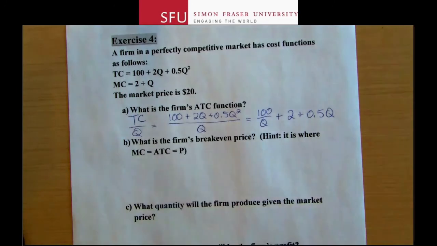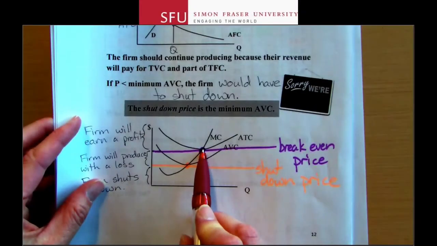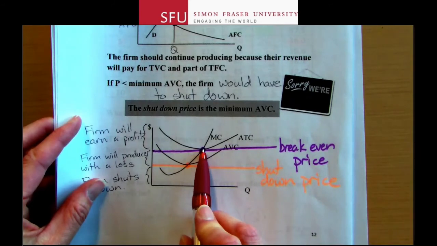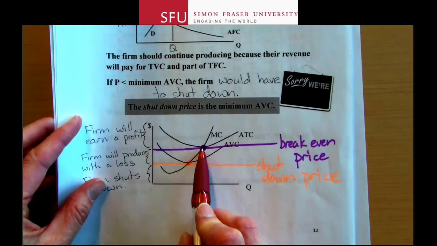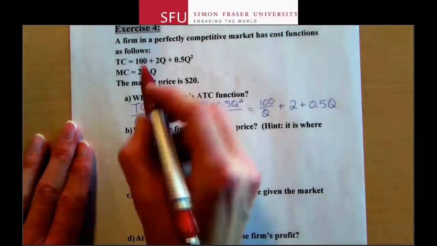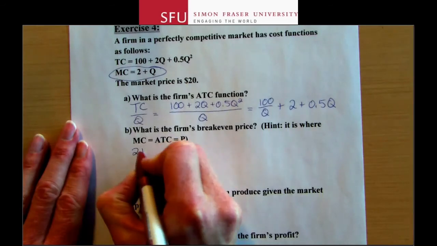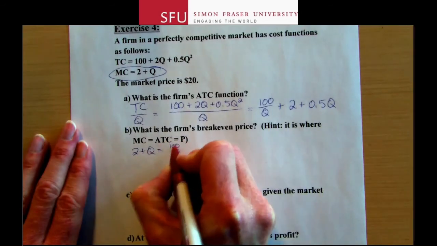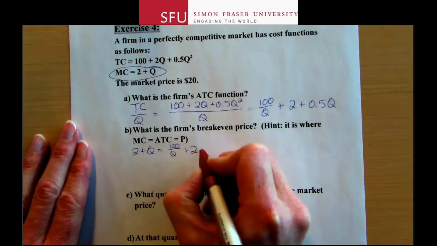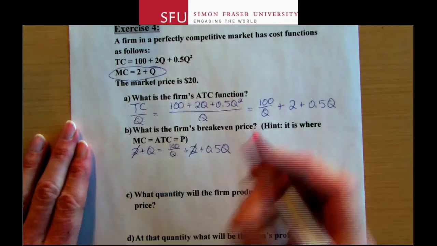And then, so the firm's break-even price, okay, so the break-even price, remember, is where the firm is at the minimum of their average total cost function, which is where there's an equilibrium with the marginal cost. So that means that we can calculate it. So we have the marginal cost function here, and then here's our average total cost function. All right, cancels.